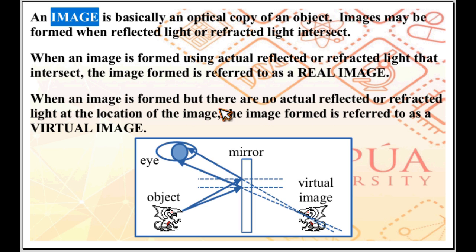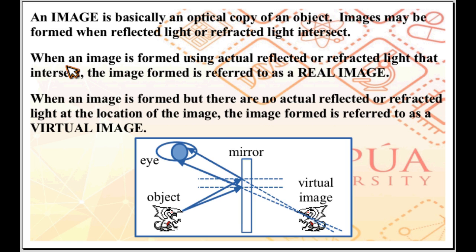We're all familiar, for example, with what a mirror is. Almost all of us, hopefully all of us, have seen a mirror, say a bathroom mirror. When you look inside a mirror, you see your reflection. You see yourself inside the mirror. What you are actually seeing is an image of yourself, an optical copy of yourself produced by the mirror.